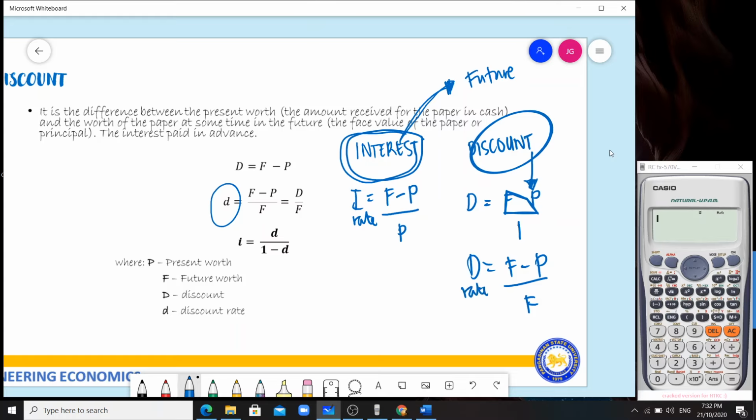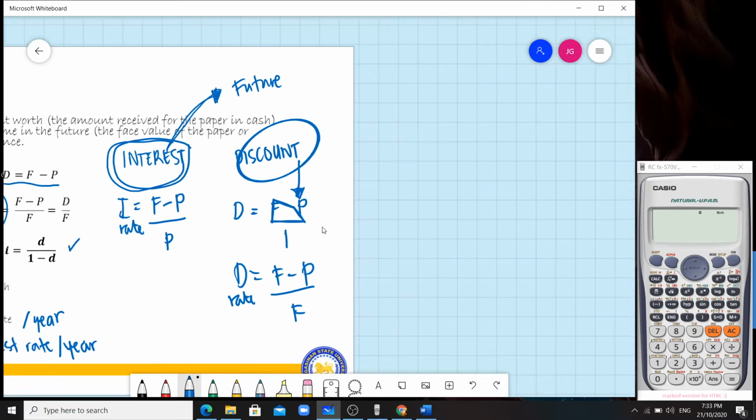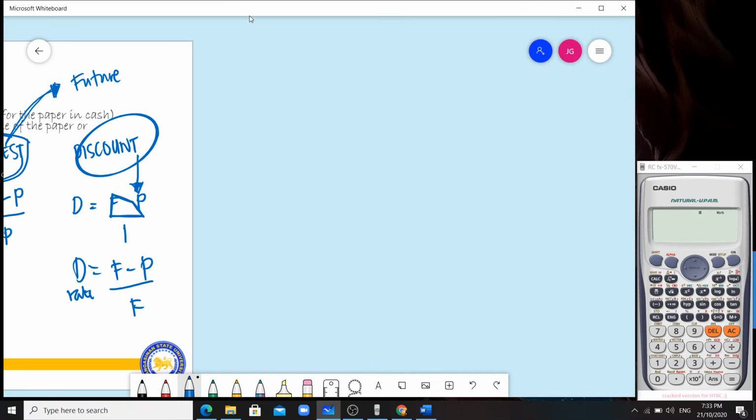Pag interest rate, ito yung F minus P over P. Pag discount rate, ito yung F minus P over F or D over F. Okay? Kasi ito yung discount, diba? Ito naman, interest rate is equals to D over 1 minus D. Ang D dito is discount rate per year. Okay? And yung I dito is interest rate per year. Okay. Ma'am, bakit po per year? Tingnan natin kung saan natin kukunin tong I equals D over 1 minus D. Okay? Derive natin siya. Diba?